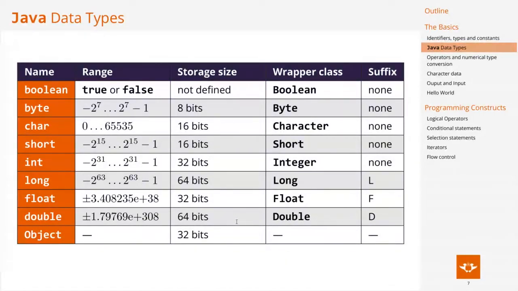So then we have byte. If you look at byte, you can see it's 8 bits. No matter where you run your Java program, you know a byte is going to take up 8 bits. Characters will take up 16 bits. But note the range. Byte is from negative to positive. Character is from 0, only positive, doesn't go negative.